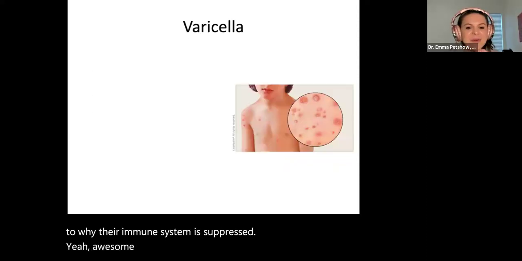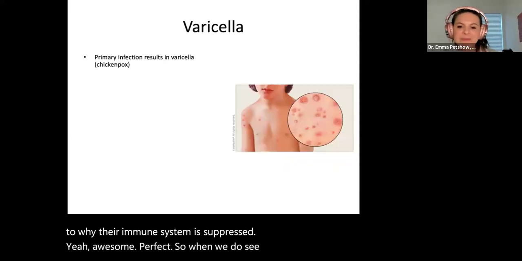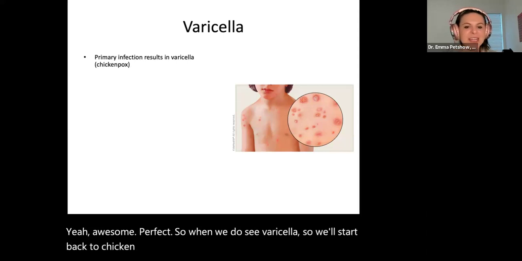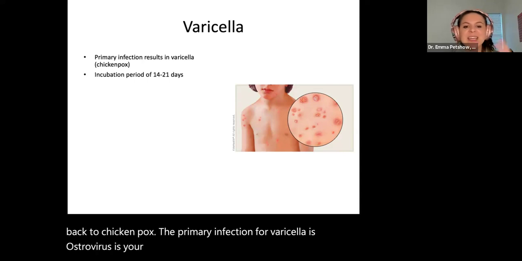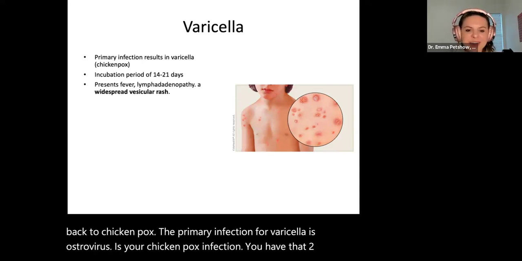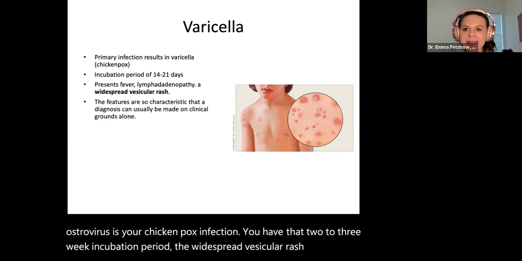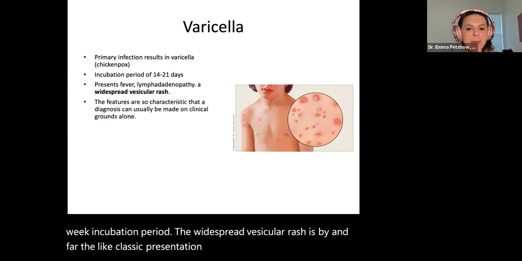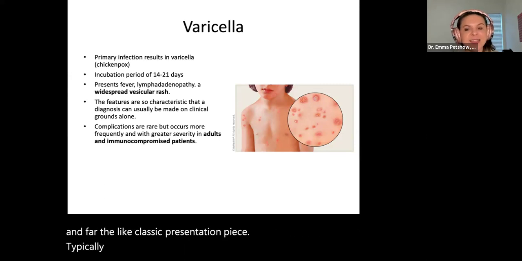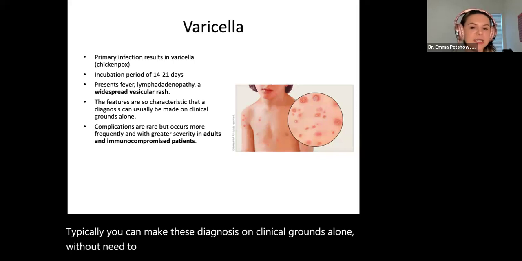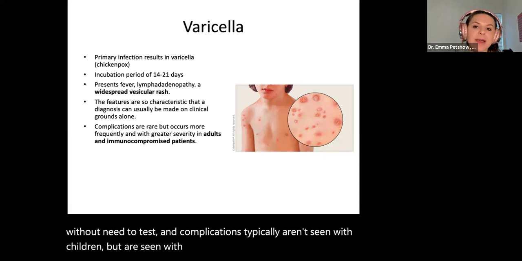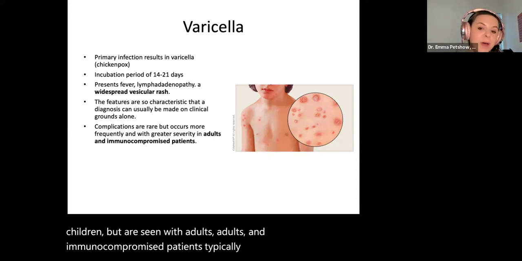Perfect. So when we do see varicella, we'll start back at chickenpox. The primary infection for varicella zoster virus is your chickenpox infection. You have that 2 to 3 week incubation period. The widespread vesicular rash is by far the classic presentation piece. Typically, you can make these diagnoses on clinical grounds alone without needing to test. And complications typically aren't seen with children, but are seen with adults. Adults and immunocompromised patients typically don't do as well with chickenpox.